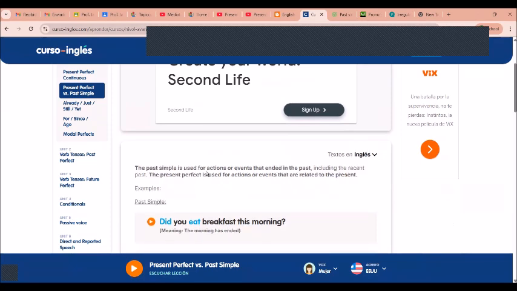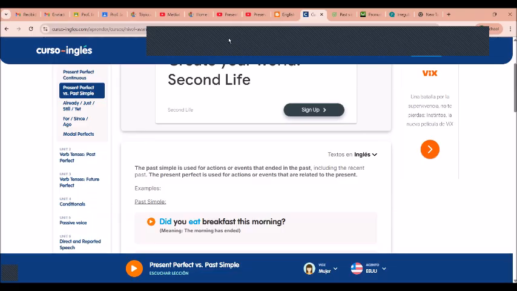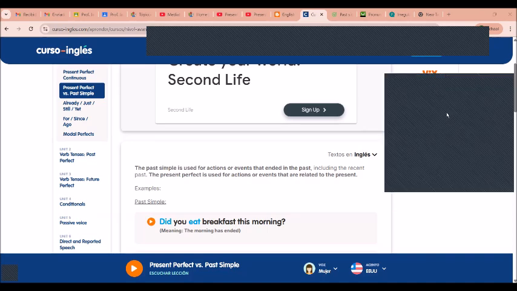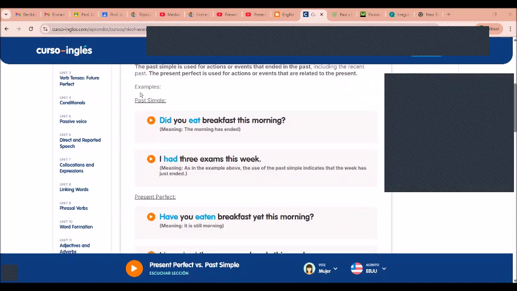The past simple is used for actions or events that ended in the past, including the recent past. The present perfect is used for actions or events that are related to the present, even though they might have started in the past. Let's get some examples. I'll start off by calling on people I'm seeing in the chat. So let's start off with Adriana. Can you read for us the two examples of the past simple?